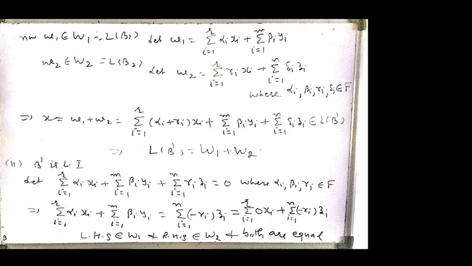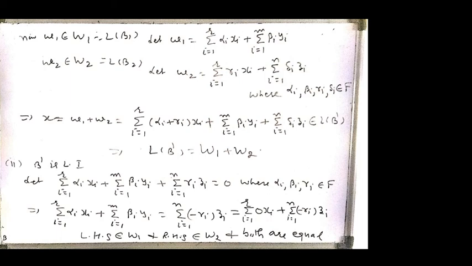Now x equals w1 plus w2. So putting the values of w1 and w2, we get summation i going from 1 to r of alpha i plus gamma i into xi, plus summation beta i yi, plus summation delta i zi, which belongs to the linear span of B dash because it is a linear combination of xi's, yi's and zi's. So therefore the linear span of B dash equals W1 plus W2. Next we have to show that B dash is linearly independent.